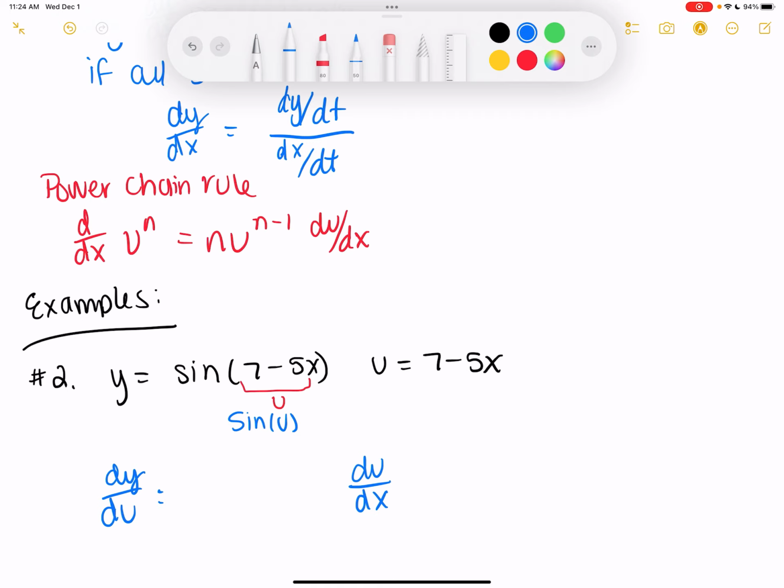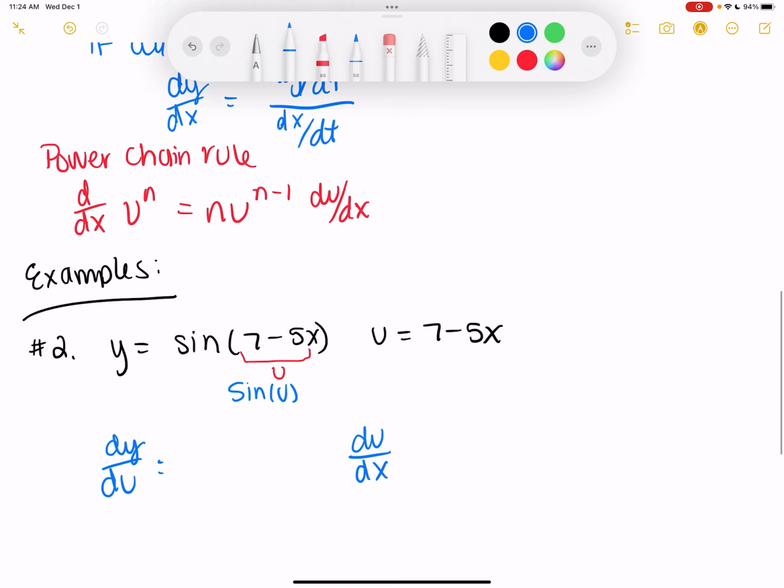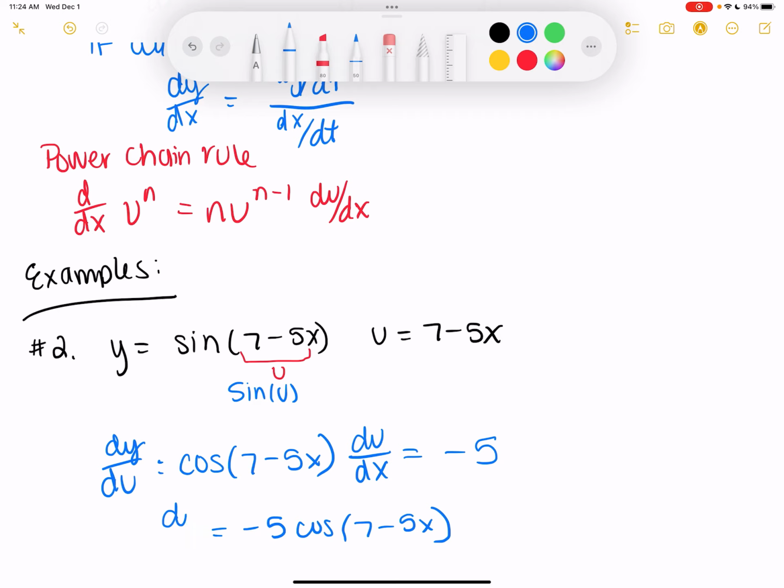In a little bit, they aren't going to tell you what u is. You just have to see it and know it, okay? So the derivative of sine is what? Just cosine of 7 minus 5x. Whatever's in parentheses, you copy down with it. And then the derivative of 7 minus 5x is negative 5. So then we lump it all together. So it would be negative 5 cosine of 7 minus 5x is my dy dx.